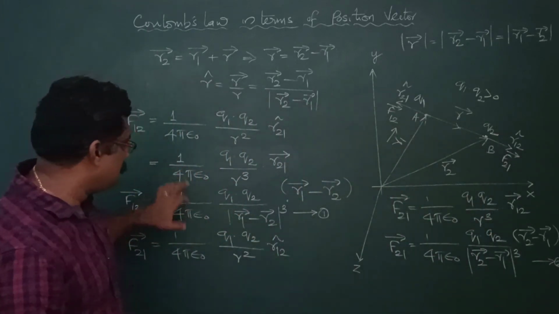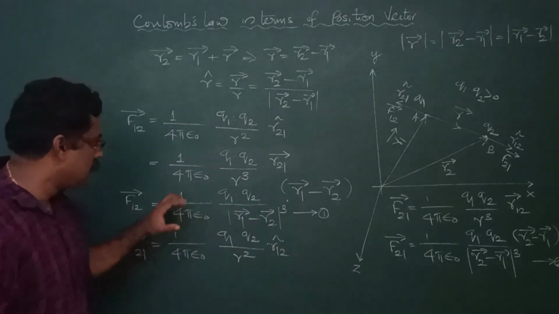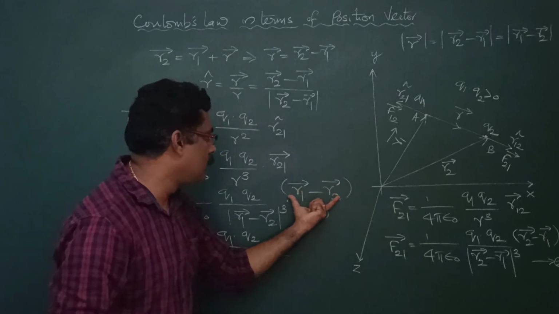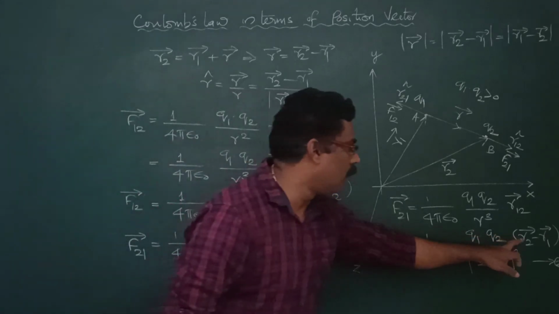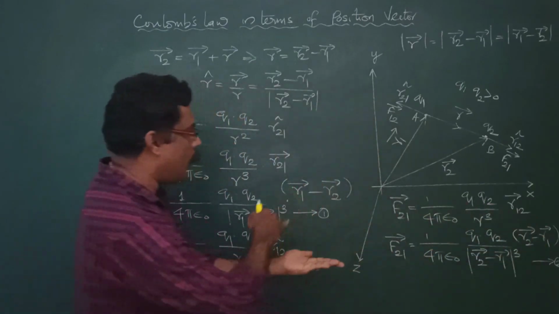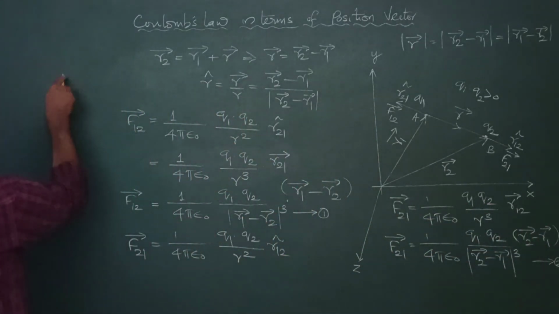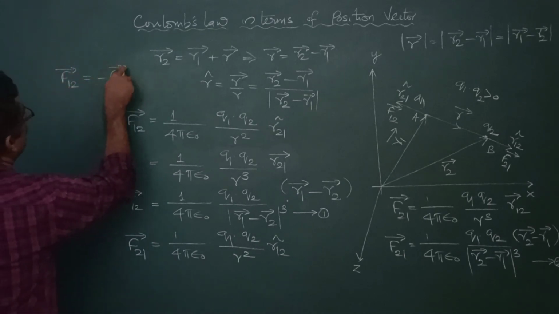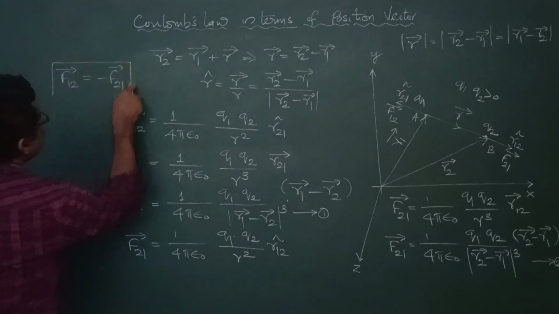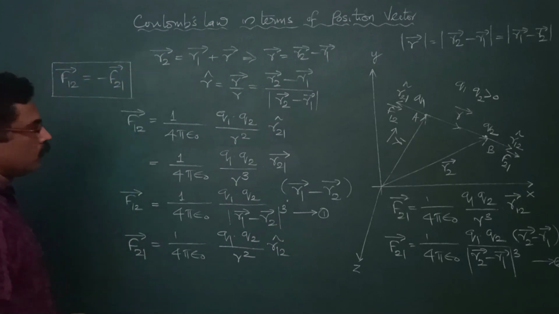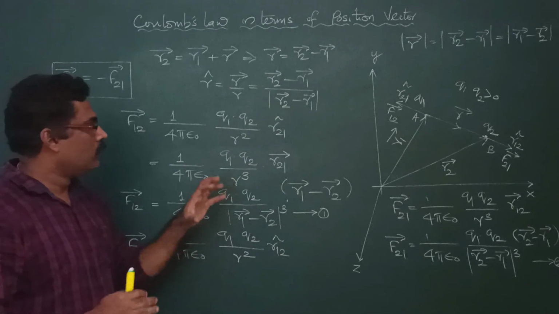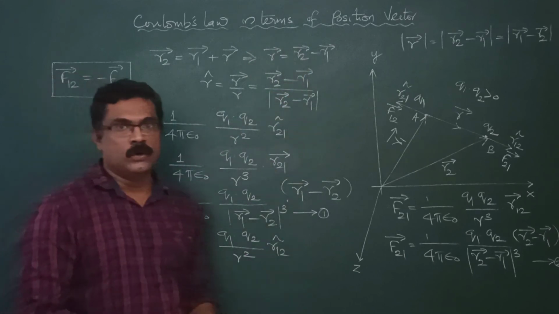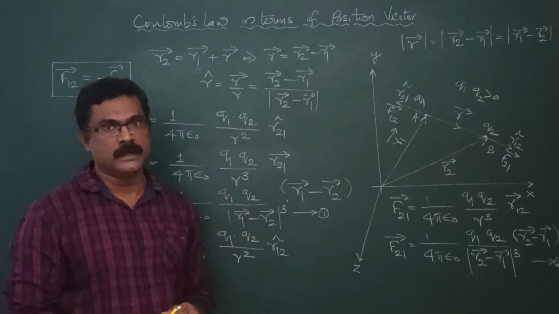Okay, when you compare these two equations, again you can see the magnitudes are the same. What about the direction? This is r1 vector minus r2 vector. Here it is r2 vector minus r1 vector, just opposite. So you can write f12 vector is equal to minus f21 vector. That means it obeys Newton's third law of motion. Okay, so this is about Coulomb's law in terms of position vector. That's all about this topic.